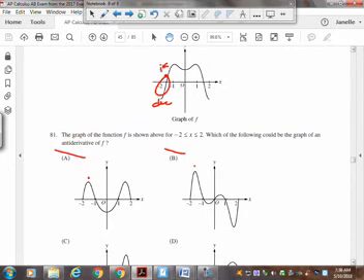You could do that. You could also see that it only crosses the x-axis twice, so it can only have one max and one min, or two maxes or two mins. And if you look at this graph right here, doesn't it have more than that on C? So it has to be D.